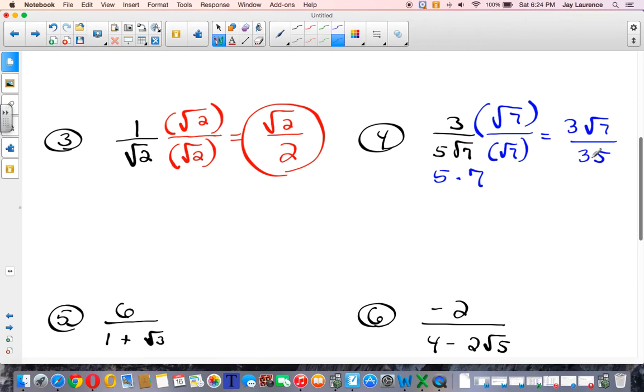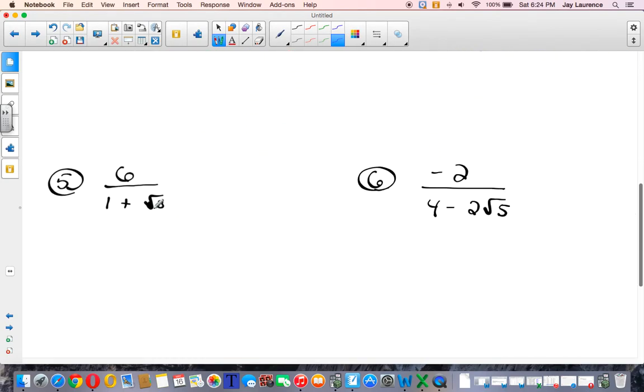And 3 doesn't simplify with 35. If it did, if that was a 36 down there, I would simplify it further, but we're done right here, okay? It gets a little stranger when you have an addition problem like this. It's not hard, it just looks a little different.